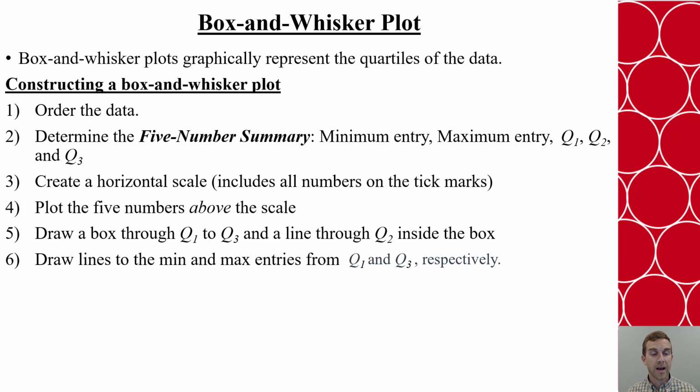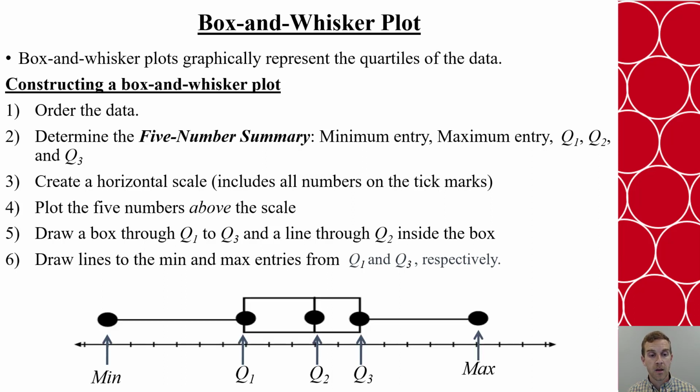We create a number line or a horizontal scale that will allow us to put tick marks and place each of these numbers equally spaced from the minimum all the way up to the maximum. We're going to plot the 5 numbers above the scale, not on it, above it. We draw a box around Q1 to Q3 and a line through Q2. And then we're going to draw whiskers out to the maximum and minimum points. And our graph should look generally like this.